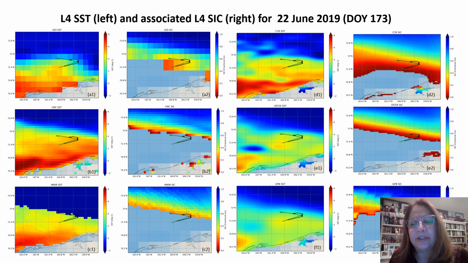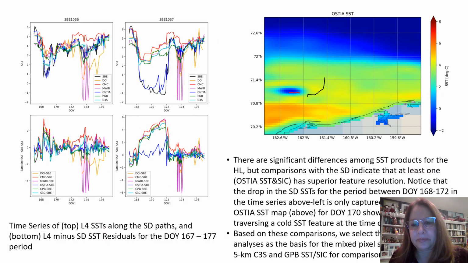Another factor that influences the amount of ice seen by the Saildrone is the spatial resolution of the product. Here we see that DOI SST, which has the coarsest resolution at 25 kilometers, puts the Saildrones completely embedded in the ice as well.